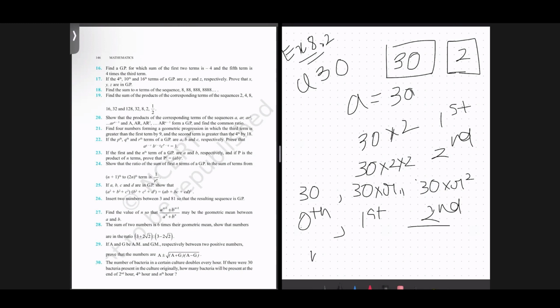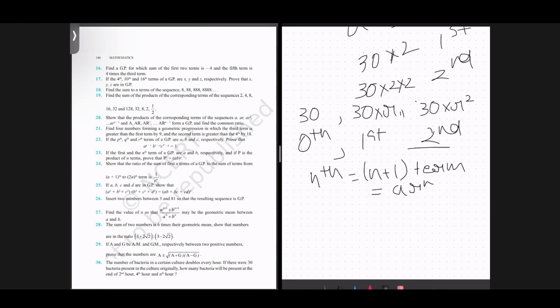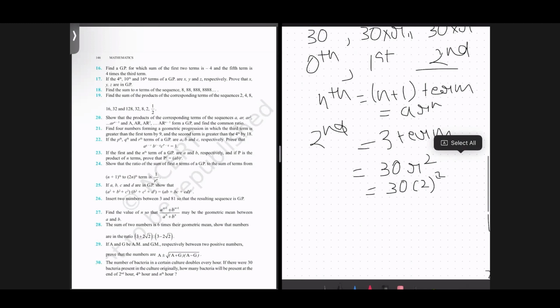So at the end of nth hour, you are at the n plus 1 term, which is going to be a r raised to the power n. This is the equation that you are going to follow for this particular question. So for the end of second hour, you have the third term in the GP, and that term is going to be 30 r square, which is nothing but 30 into 2 square. 2 square is nothing but 4. 30 into 4 is 120 bacteria.